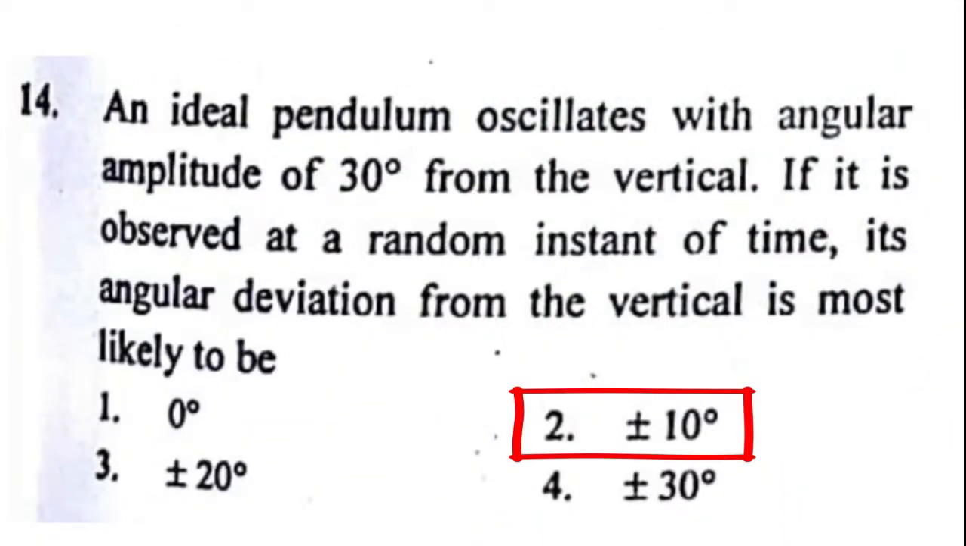Problem number 14. An ideal pendulum oscillates with angular amplitude of 30 degrees from the vertical. If it is observed at a random instant of time, its angular deviation from the vertical is most likely to be... The correct answer of this problem is option 2, that is plus minus 10 degrees.